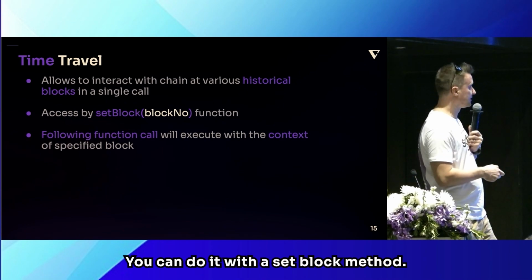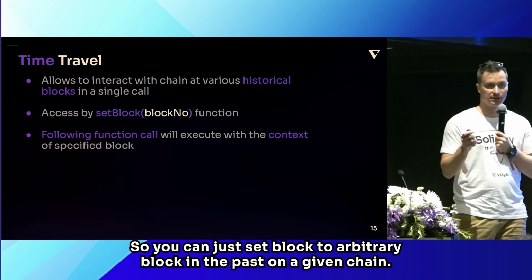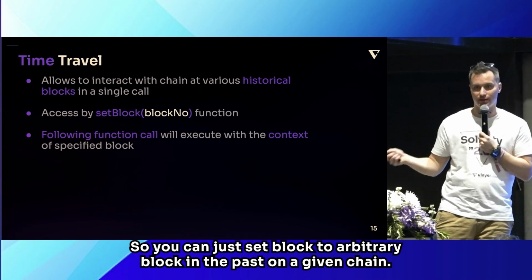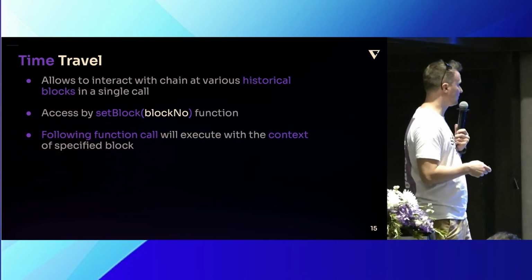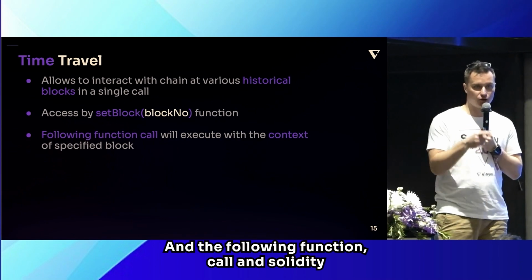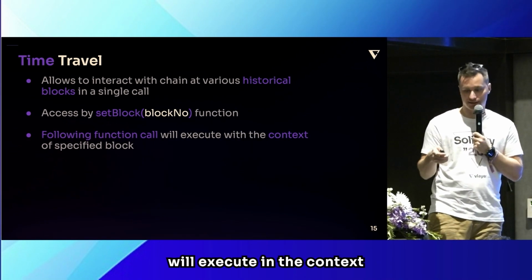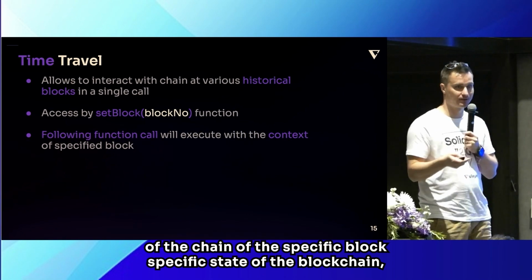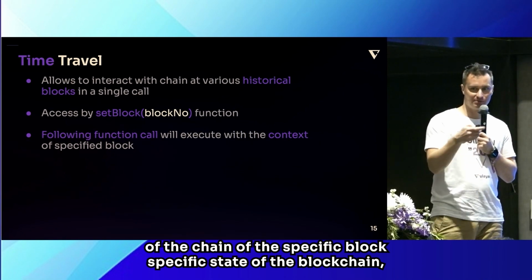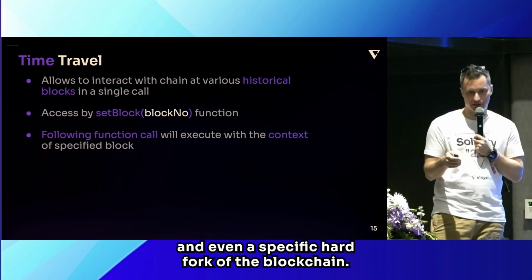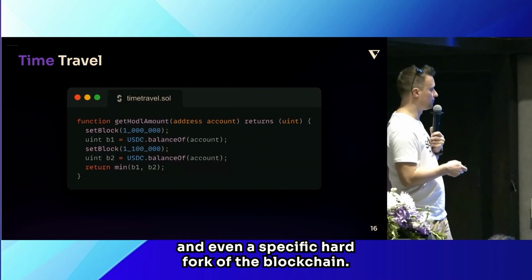You can do it with the set block method. So you can just set block to an arbitrary block in the past on a given chain, and the following function called in Solidity will execute in the context of that chain, of that specific block, that specific state of the blockchain, and even that specific hard fork of the blockchain.